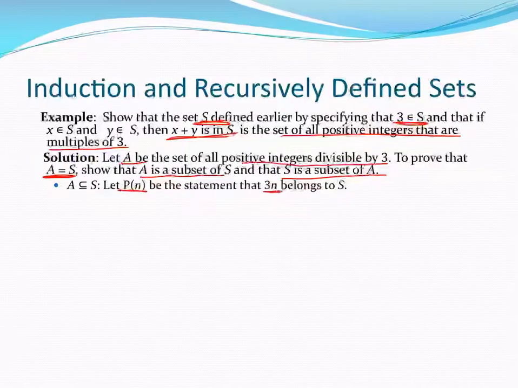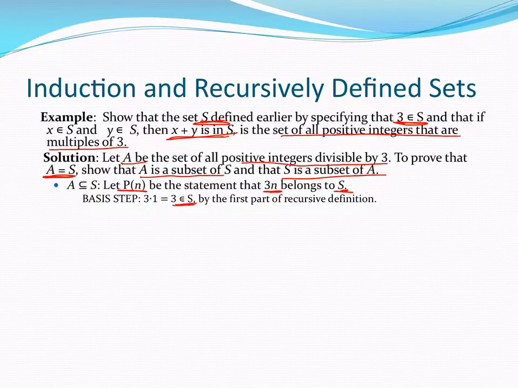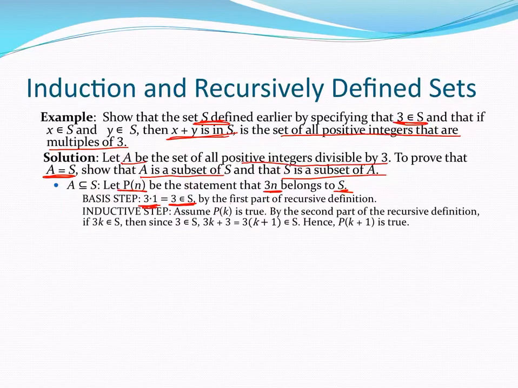Pn is a statement that 3n belongs to S. We want to prove that's true for all n. We'll use induction. So at the basis definition for S, 3 is in S, and 3 times 1 is 3. That comes from A. So the basis step is true.